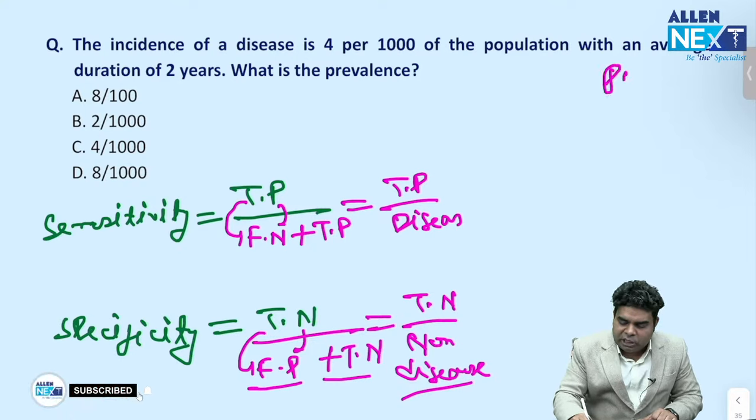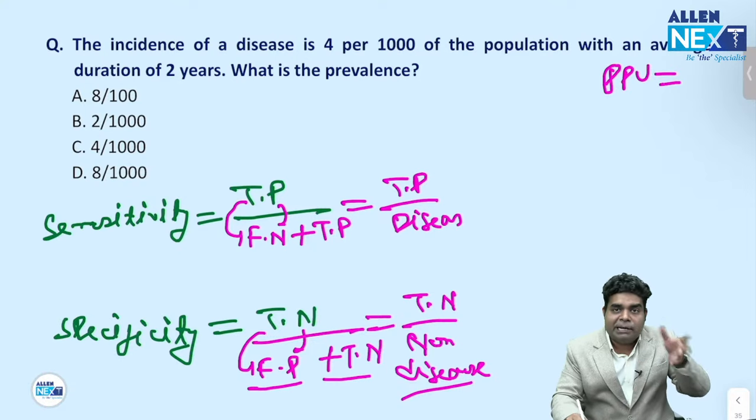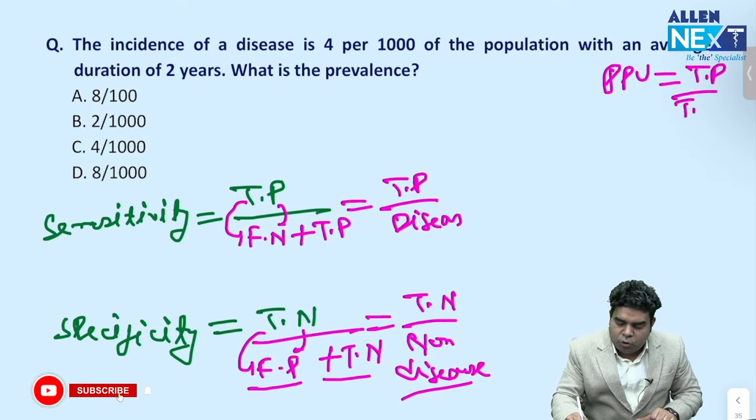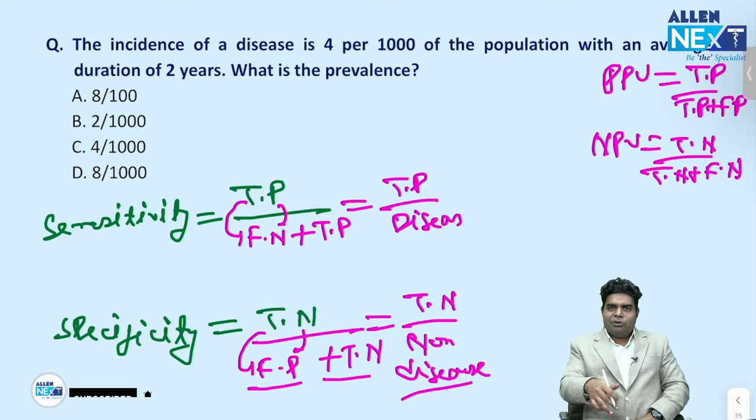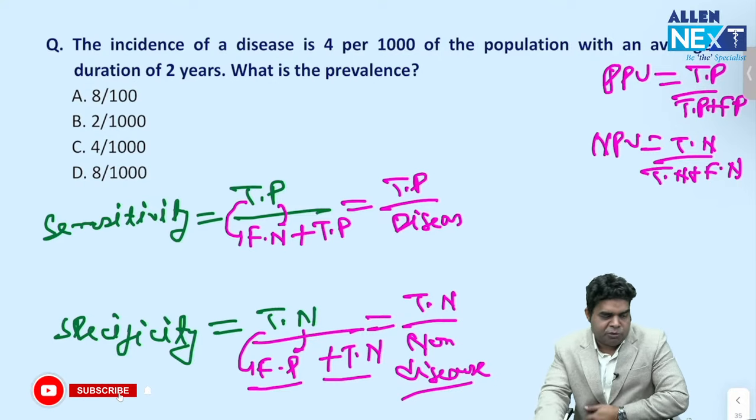This is confusing formula. Remaining formula is so easy to remember. PPV has everything positive. So it is true positive by true positive plus false positive. NPV has everything negative. So it is true negative by true negative plus false negative. So they are not confusing. Confusing is these two. I hope you will not confuse there.